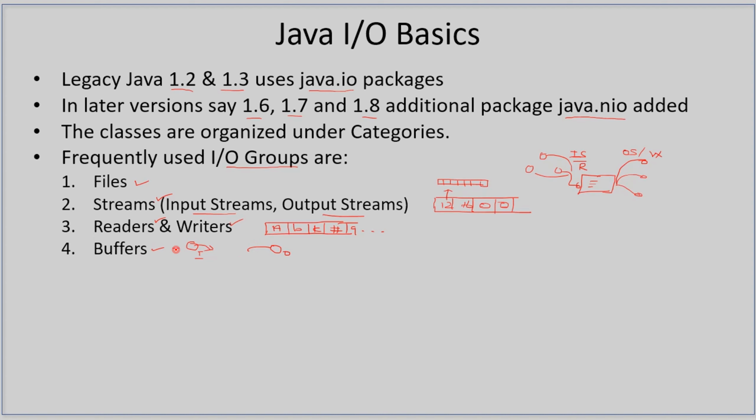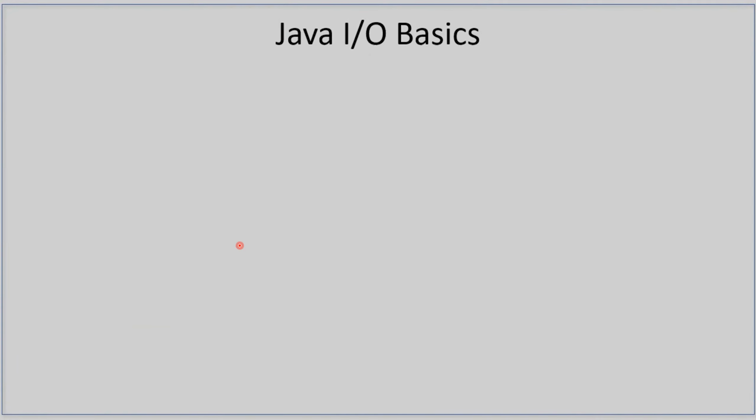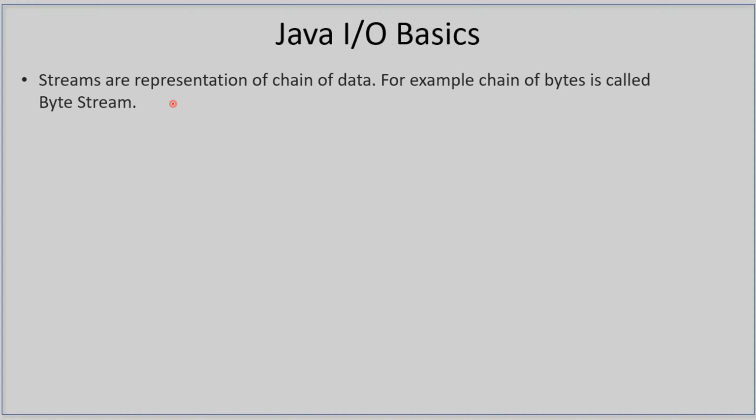Here the category is input buffer and output buffer, and it is decided based on the movement of data. Data is retrieved from memory, so input buffer. Data is written to memory, output buffer. Streams are a representation of a chain of data. Not only streams, even readers and writers are also a chain of data. For example, a chain of bytes is called a byte stream.